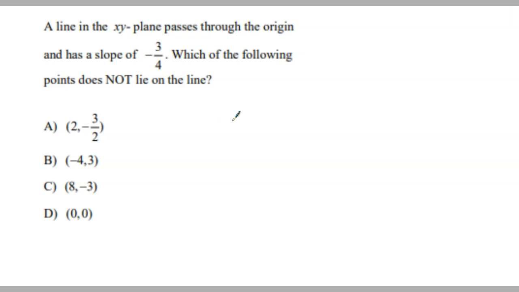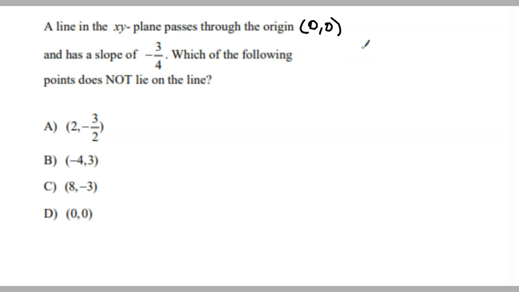A line in the xy plane passes through the origin, so the origin has to be (0, 0), and it has a slope of negative 3/4. Which of the following points does not lie on the line? The equation of a line gives you all the points on that line as solutions. So which of them is not on the line?